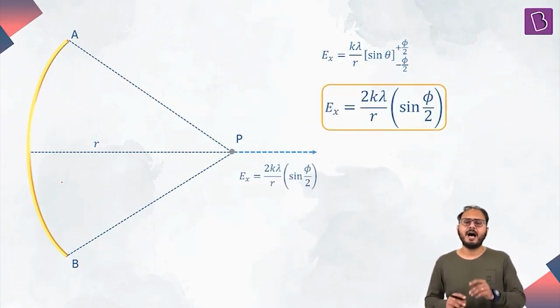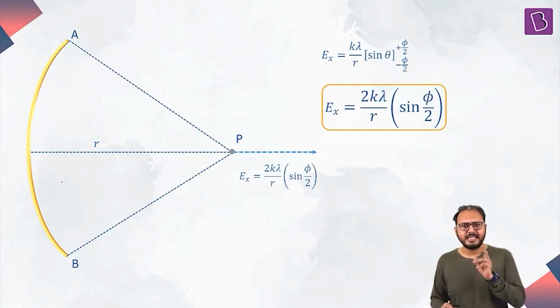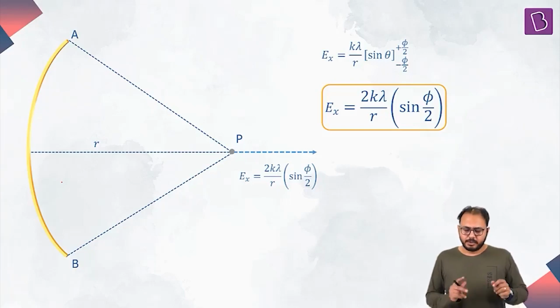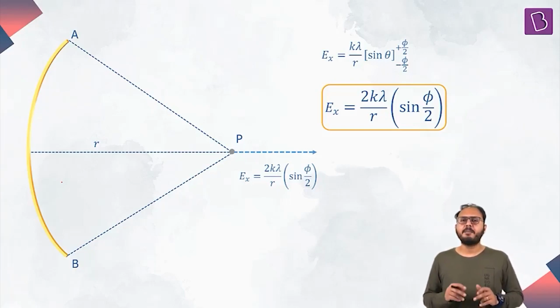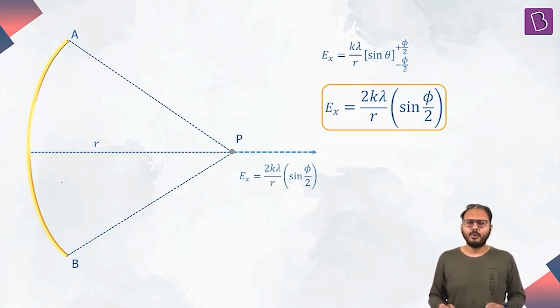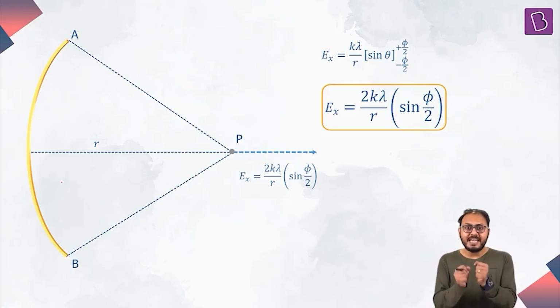For a circular arc of linear charge density lambda and subtending an angle phi at its own center, the electric field is 2k lambda by r sin phi by 2. So what do I say the direction is? X-axis? Y-axis? What is that one thing which no confusion can enter into? Radially outwards for a positive charge and radially inwards for a negative charge. So the field is 2k lambda by r sin of phi by 2, radially outwards.